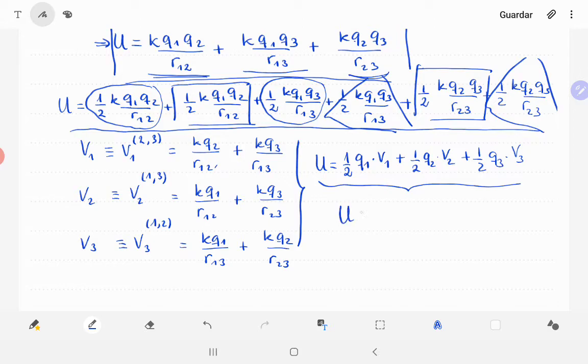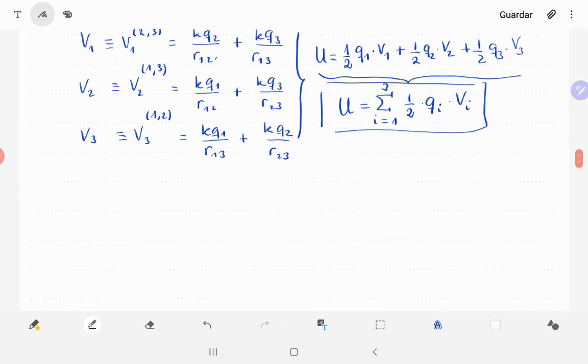So the electrostatic potential energy of a system of 3 point charges is going to be the addition from 1 to 3 of 1/2 Qi times Vi, where this Vi is the electric potential provided at the point where the point charge i is located because of all the other point charges.